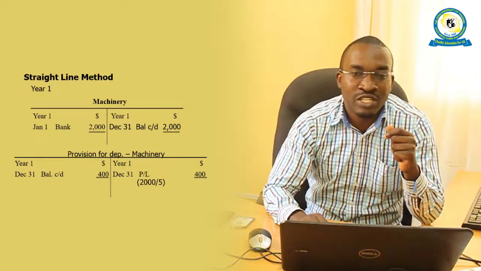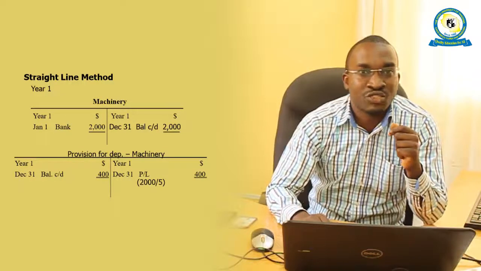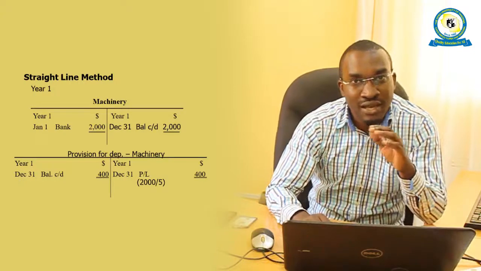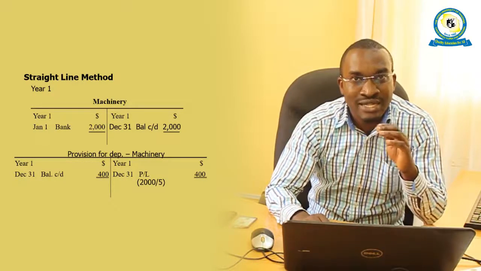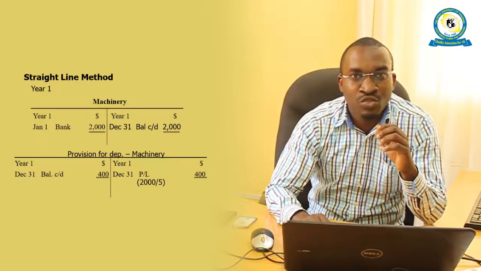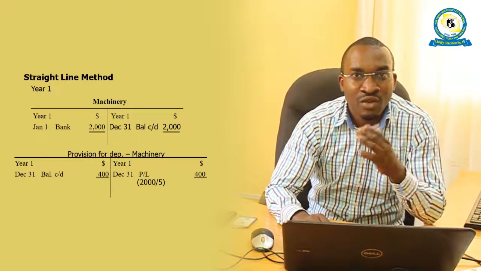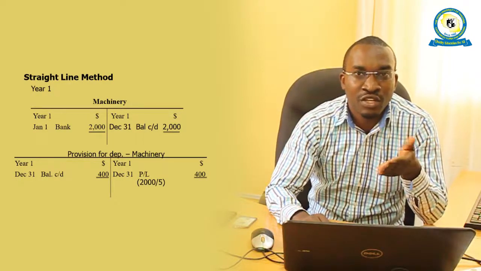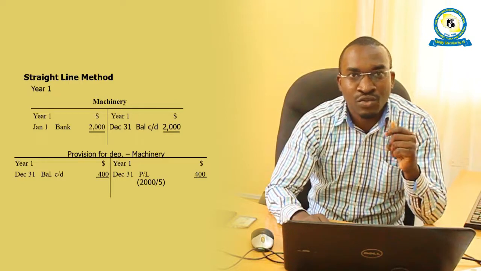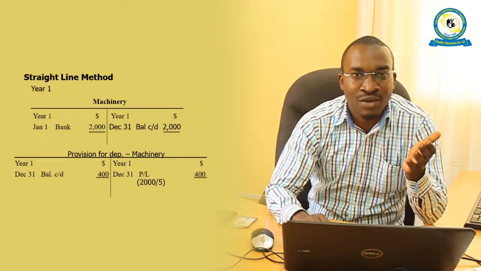Now, using the straight line method, our asset cost 2,000, and we were given the rate. The rate for depreciation for this is 20%. But using the straight line method, simply you take the cost of the asset, which is 2,000, and divide by the estimated useful life, which is 5 years. 2,000 divided by 5 years gives you 400. That is how we are going to record it.